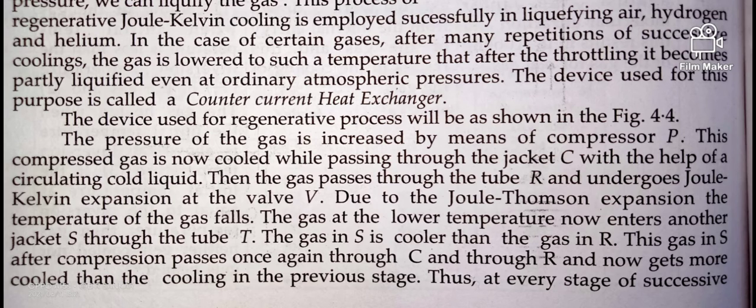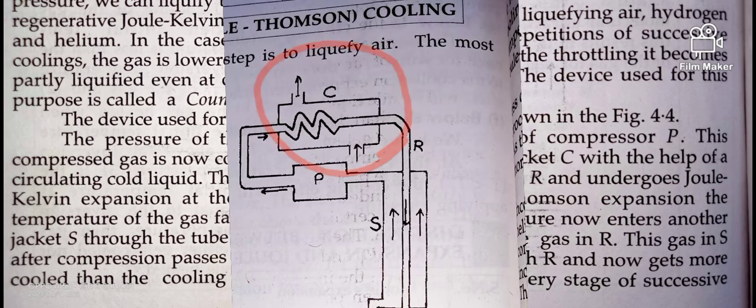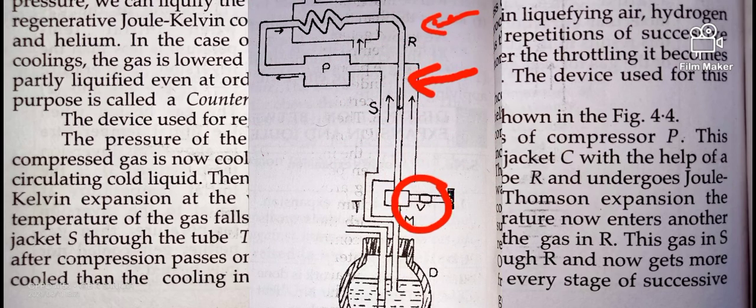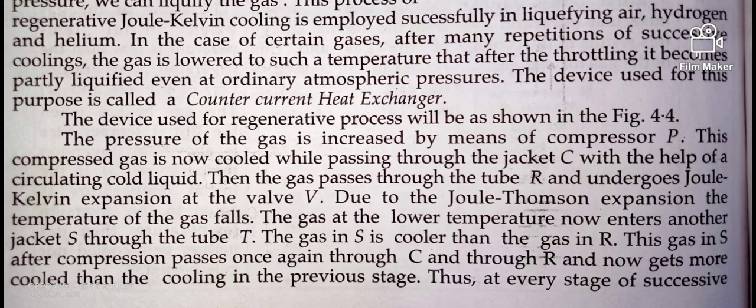When we compress the gas, the temperature of the gas increases. So we decrease the temperature for this purpose: the gas passes through a jacket with the help of circulating cold liquid. Then the gas passes through the tube R and undergoes Joule Kelvin expansion at the valve V.